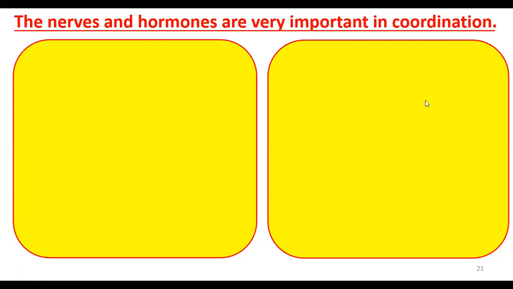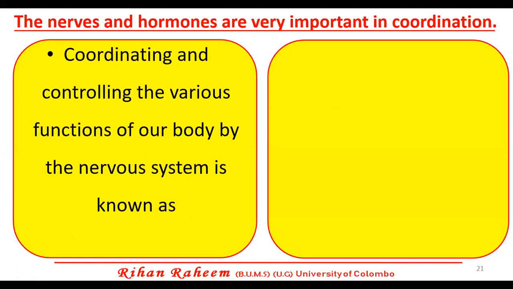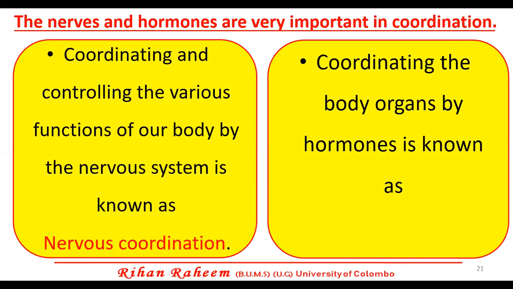Okay, no problem. Your eyes are coordinating with your muscles. Your ears are coordinating. So all this coordination is happening in two ways: the nerves and the hormones are very important for coordination. Coordinating and controlling the various functions of our body by the nervous system is known as nervous coordination. And the coordination of the body organs by hormones is known as endocrine coordination. Just remember the word endocrine coordination.